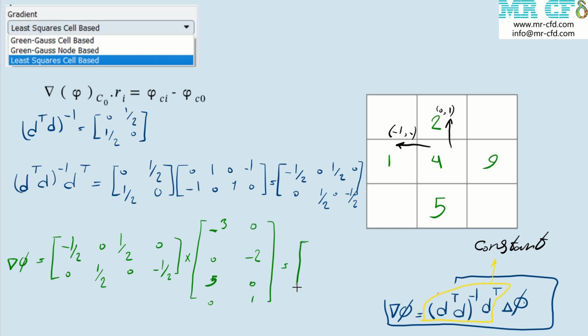After substituting into the primary equation, the result for nabla phi would be, for instance, 4 and minus 1.5. So the gradient is calculated as 4i and minus 1.5j.